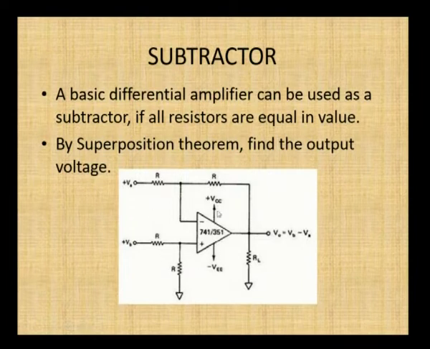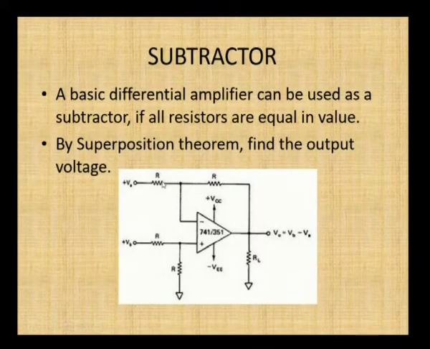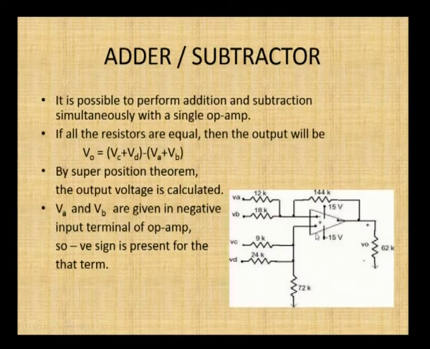By selecting the values of these resistances, you can design the circuit as an amplifier, otherwise you can design the circuit as a subtractor. In an amplifier, if the resistance RF is higher than the input resistance, then it is an amplifier. If all the resistances are equal, then the gain of the differential amplifier cancels out, and then it is a subtractor. You can also design an operational amplifier as both adder as well as a subtractor. It can perform addition as well as subtraction simultaneously for the given inputs.